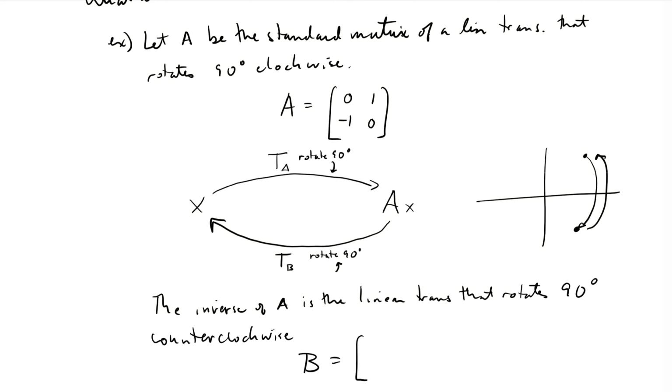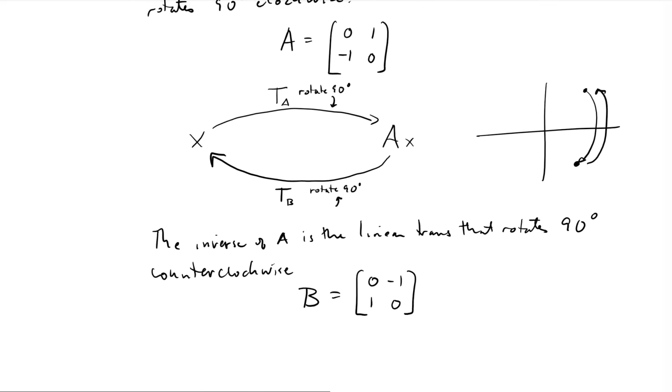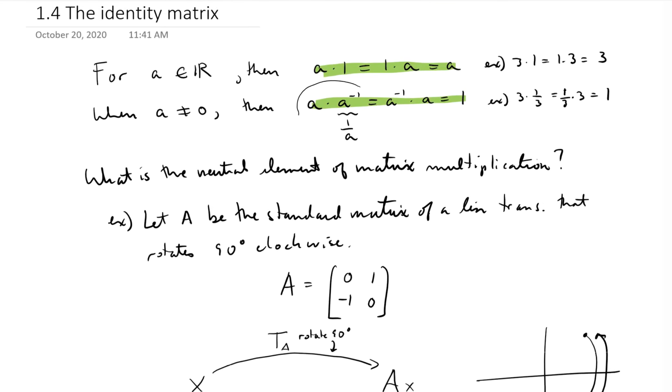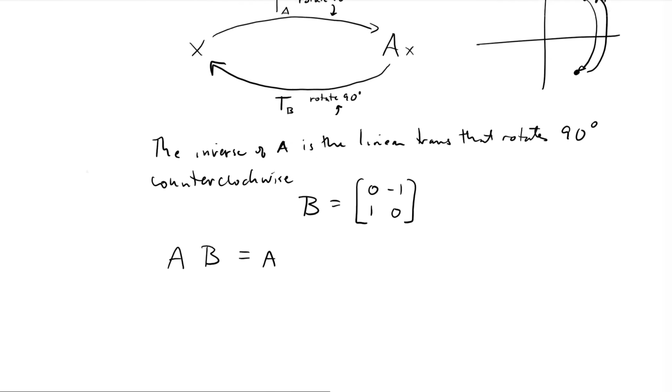So to rotate counterclockwise, i gets sent onto j. And if you rotate j, you get sent onto minus i. That should be the inverse of A in some way. If this is the inverse of A, it means that A times B should give me the matrix 1 that I'm looking for.